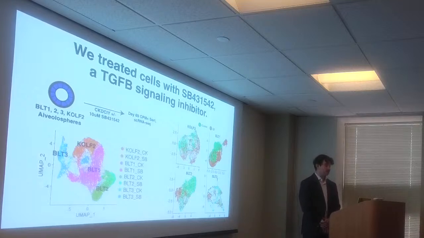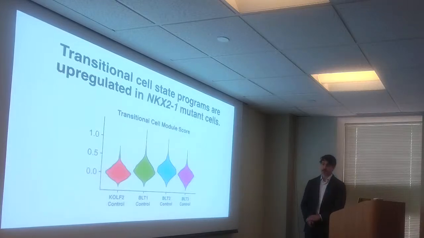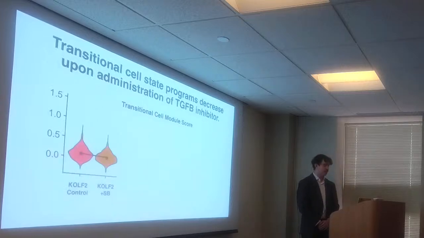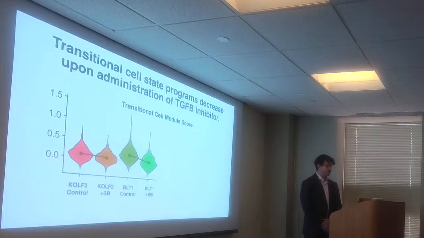And there are indeed many differences, but for the purpose of time, I'm just going to be highlighting their effect on this transitional cell state. So we can see here, once again, that when looking at our control conditions, our NKX2-1 mutations upregulate this transitional state. However, when looking at this transitional state in exposure to SB, in our KOLF2 controls, we don't see much of a difference at all. In BLT1, we see a nice downregulation of these programs, and this is also true of BLT2 and 3.